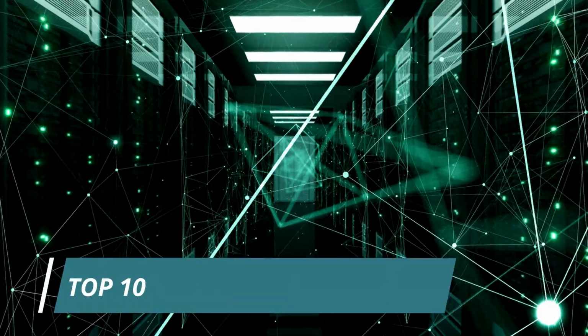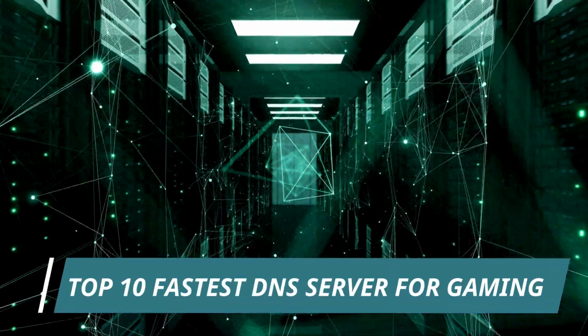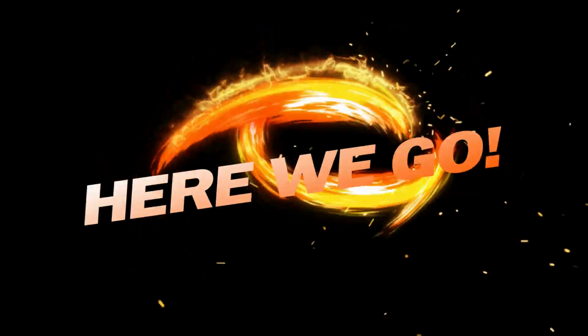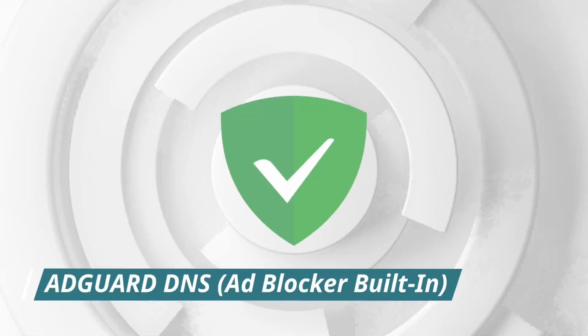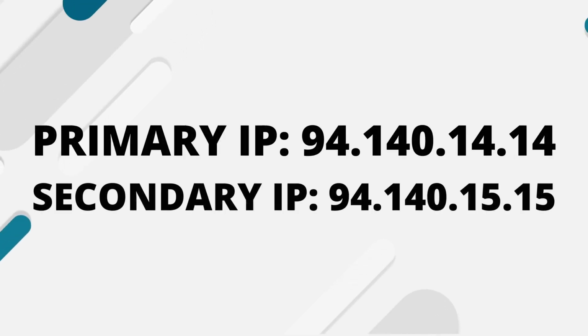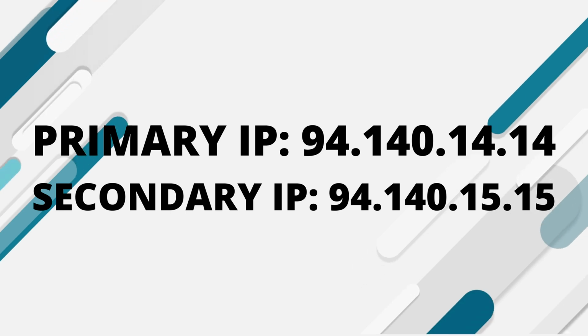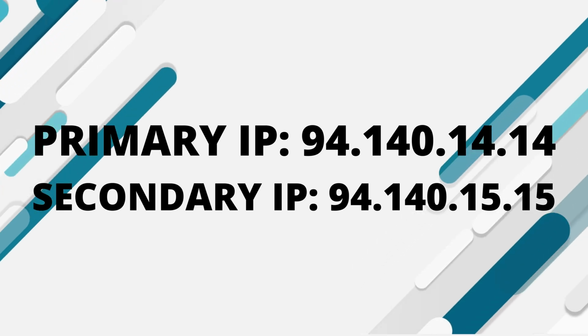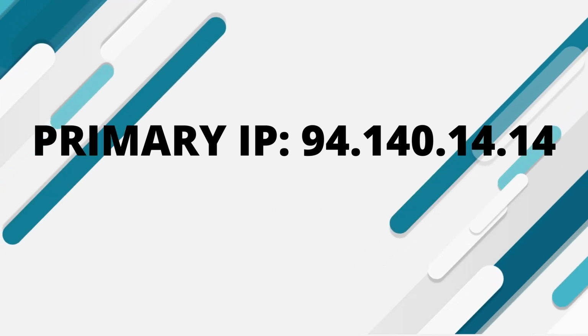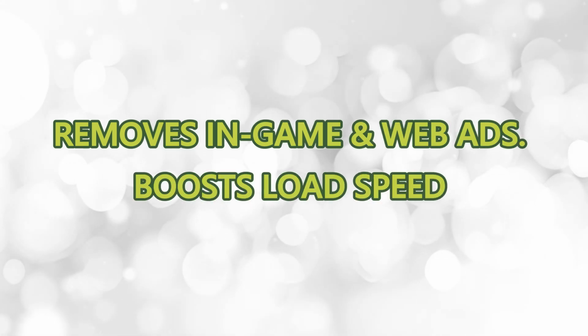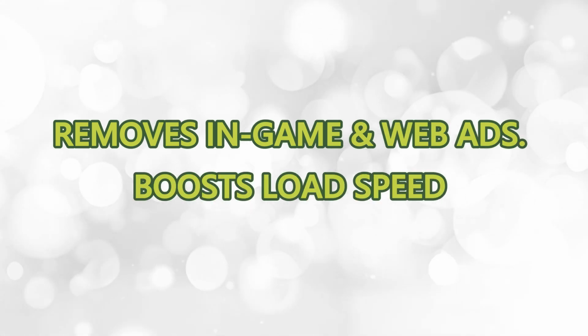Now, we are going to list top 10 fastest DNS servers for gaming. Here we go. Number 10. AdGuard DNS, ad blocker built-in. Primary IP 94.140.14.14. Secondary IP 94.140.15.15. Removes in-game and web ads. Boosts load speed.